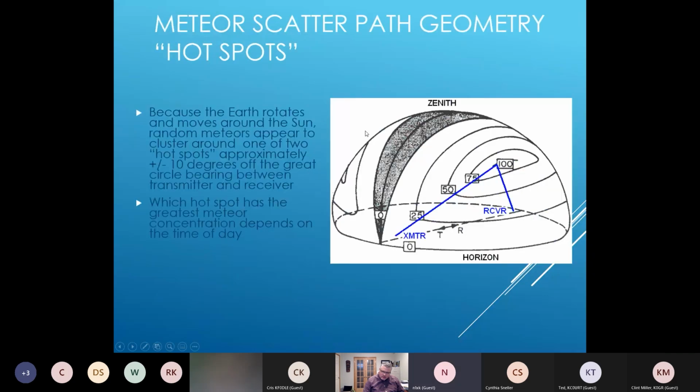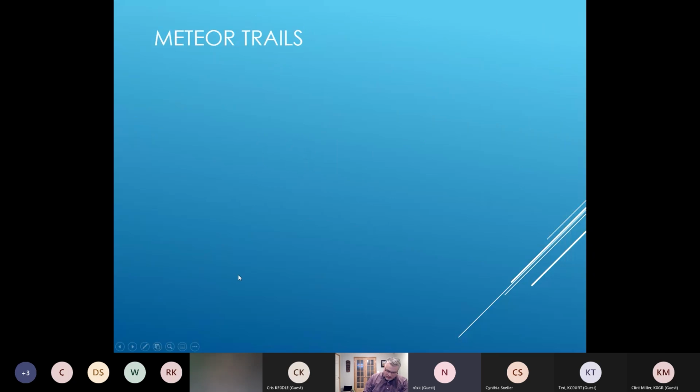Meteor scatter geometry: because the Earth rotates and moves around the sun, random meteors tend to appear to cluster in this shaded area, plus or minus 10 degrees from the transmitter to the receiver. And which hotspot has the greatest meteor concentration, which is what you want to use to bounce signals off, depends on the time of day.